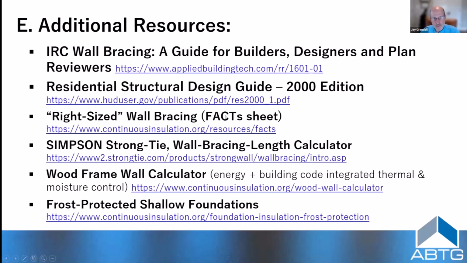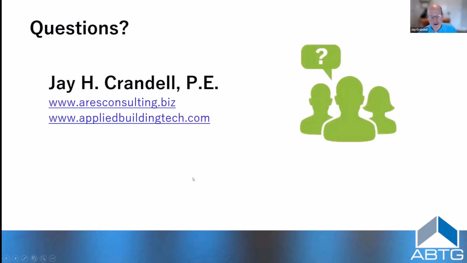The Right Size Wall Bracing is also a helpful fact sheet. Simpson Strong-Tie has a calculator that's good. It's agnostic. And if you run into a wall line that doesn't comply, it will refer you to some of their pre-engineered high strength bracing systems, which sometimes you just plain need, even if you're using some other alternative bracing product, and you can integrate that with your system. So a lot of good resources there, and I appreciate your time.